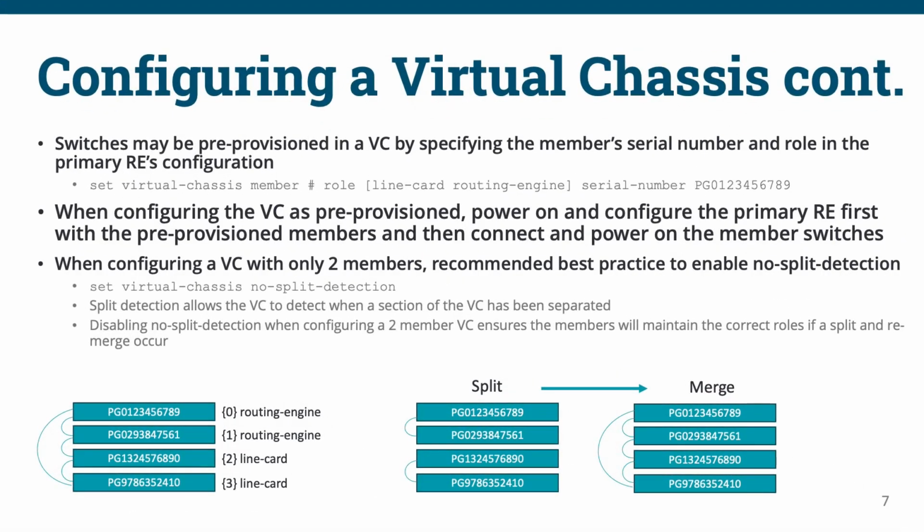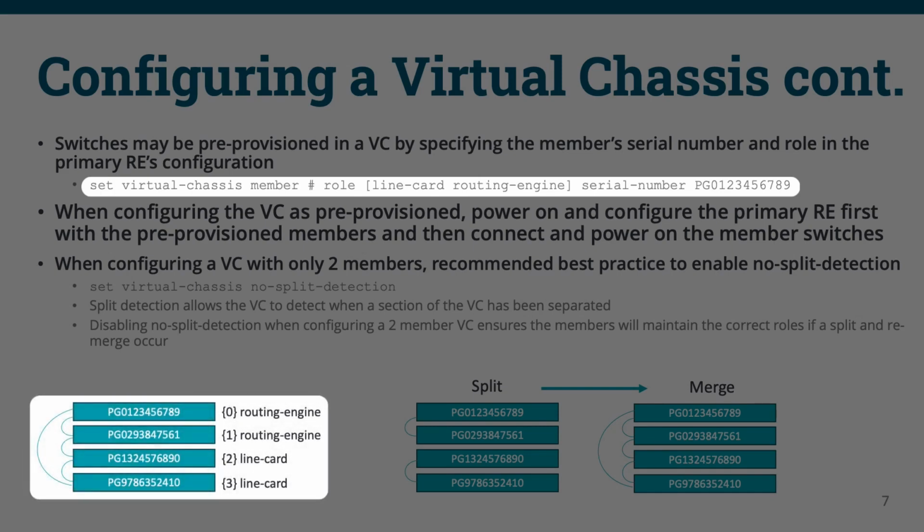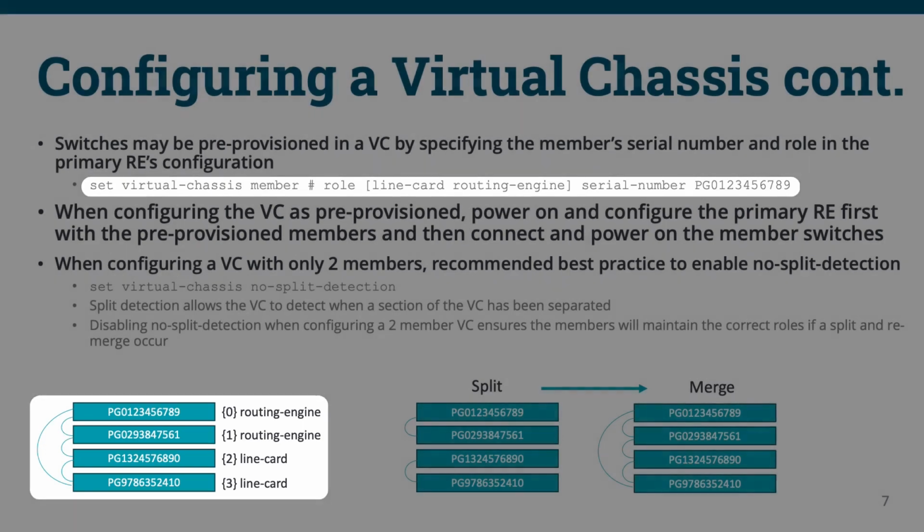As we mentioned in a previous slide, we can pre-provision switches in our virtual chassis and specify their member ID by using their serial number. This configuration would be done on the intended primary RE, along with the priority value we saw previously. In this command, we set the member ID and role of the pre-provisioned switch and specify which switch this applies to by using the serial number.